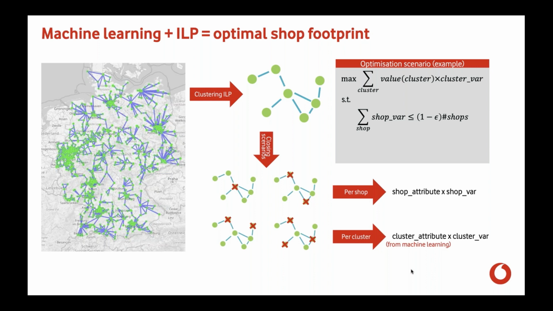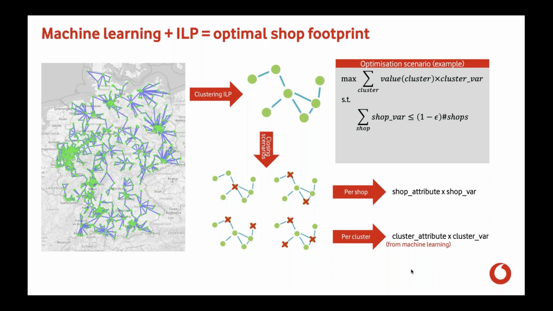On the other hand, of course, each such local closing scenario induces the information of which shop is closed. So you can introduce for each shop a variable indicating whether it's open or closed in an incumbent solution. You can multiply that by any attribute that you have per shop. So things like per shop cost, per shop revenue, per shop contribution margin, whatever.